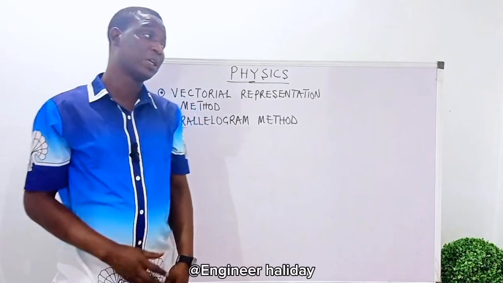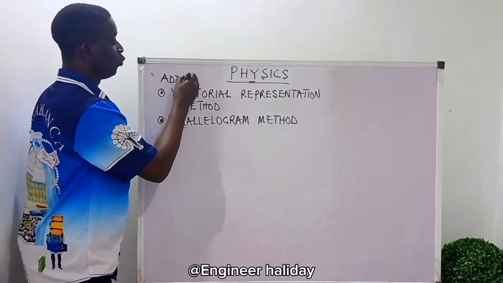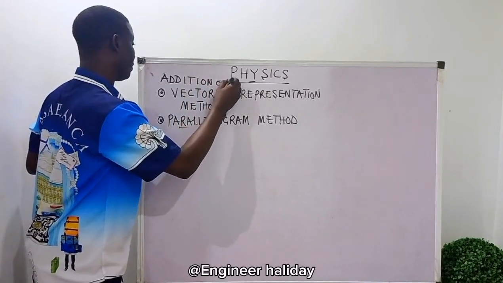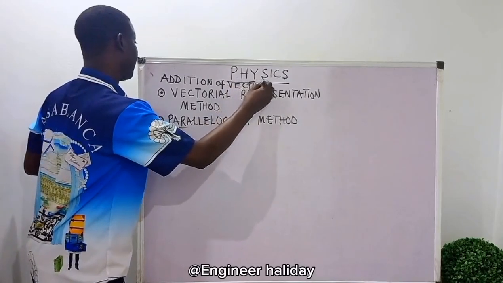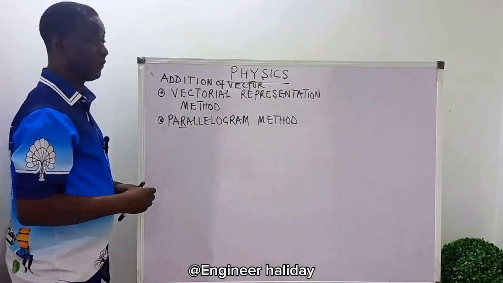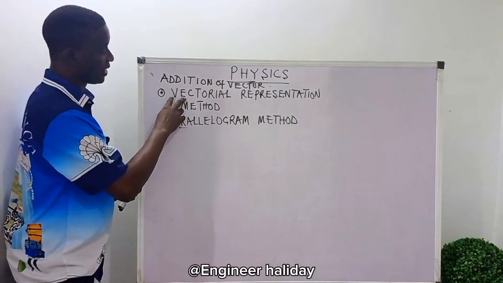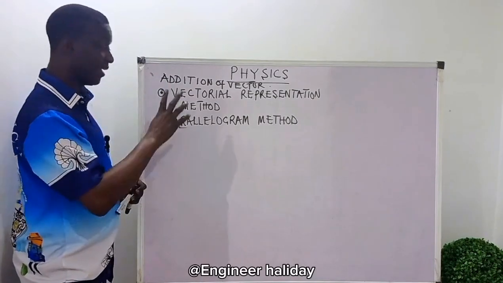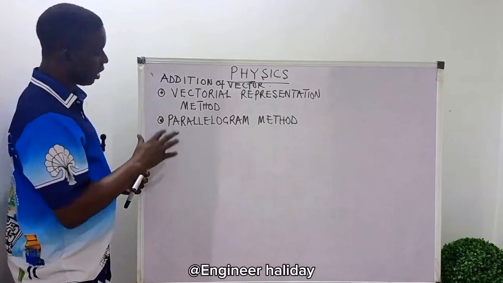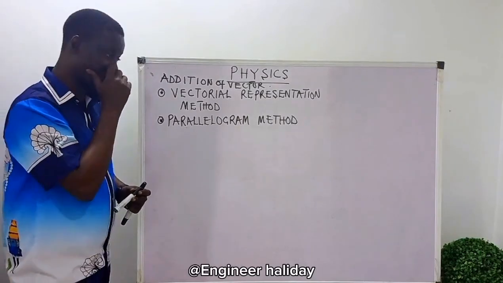So that means we have been looking at addition of vector, but in this case we are trying to look at the complexity of addition of vector. Now we want to look at different methods of solving addition of vector when it comes to a complex case. The first is the vectorial representation method, and the second is the parallelogram method. Let me start with parallelogram so that we can link up with the vectorial representation method.